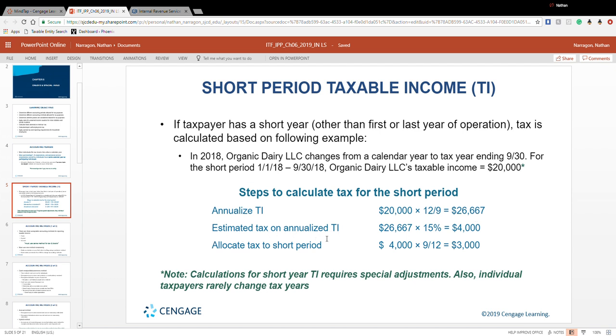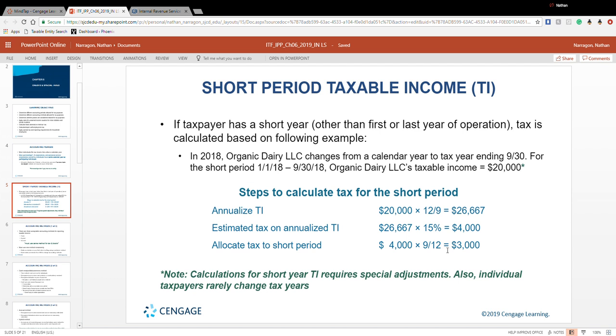Next is the estimated tax on annualized taxable income. For us, the tax rate is 15%. Always watch out for your tax rates, as those do fluctuate, so it could be something a little bit different. But we take whatever amount is our annualized taxable income, times it by our tax rate, and we find out that our tax is $4,000.